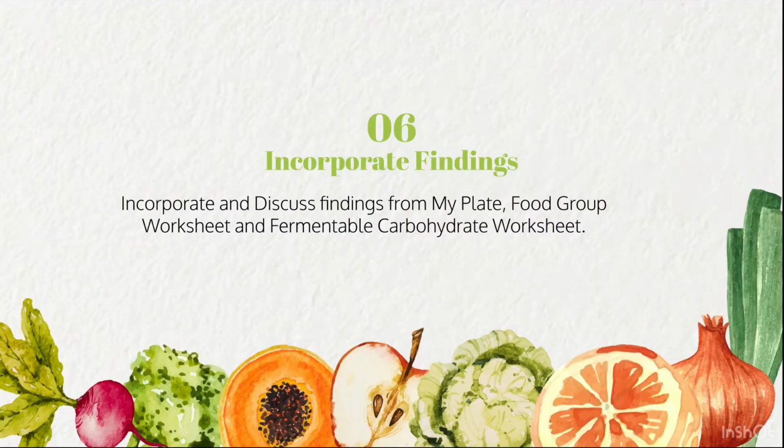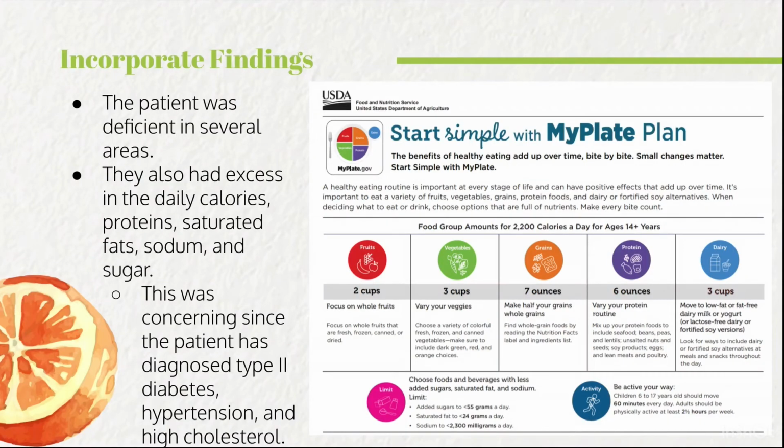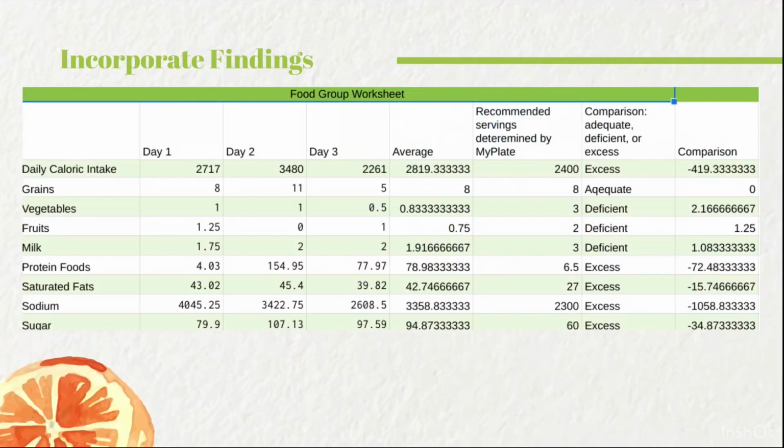So then I will incorporate my findings. The patient was deficient in several areas. They were also in excess in the daily calories, protein, saturated fats, sodium, and sugar. This is concerning since the patient is diagnosed with type 2 diabetes, hypertension, and high cholesterol.